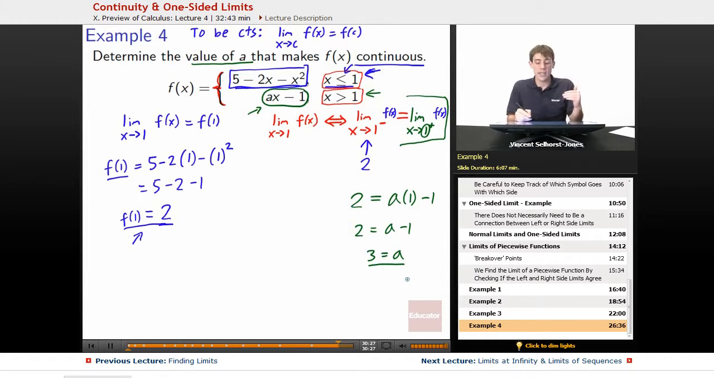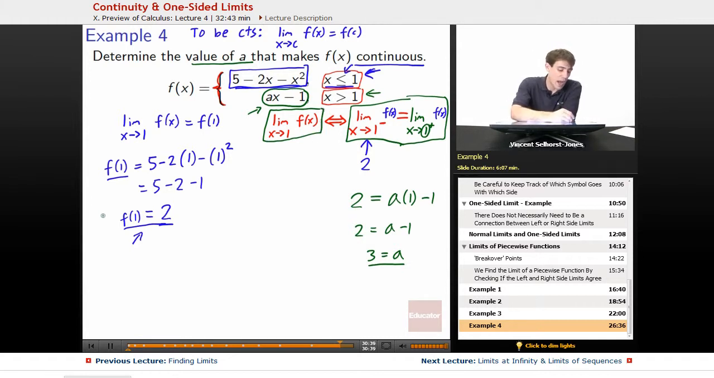And if 3 is equal to a, then that means that the limit on the right side is equal to the limit on the left side, which means that the limit does exist and that the limit will come out to be 2. And since the limit comes out to be 2 and we know that f of 1 equals 2, we now see, yes, it is indeed continuous.